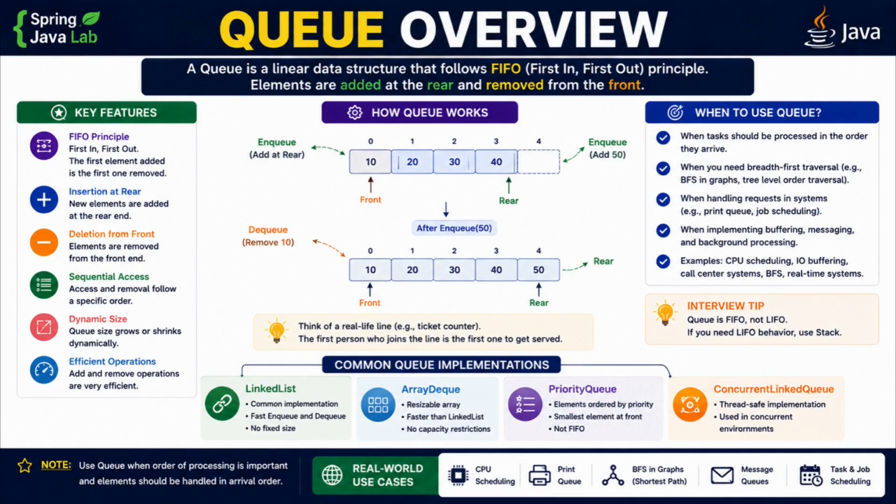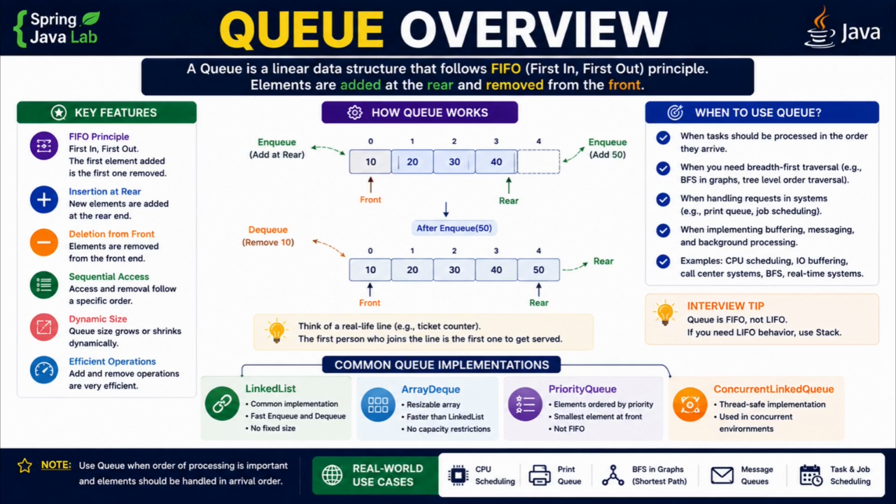A queue follows the FIFO principle. First in, first out. Imagine standing in a ticket counter line. The first person to join the line is the first one to be served. That's exactly how a queue behaves. New elements are added at the rear. Existing elements are removed from the front. Queues are extremely useful whenever processing order matters.